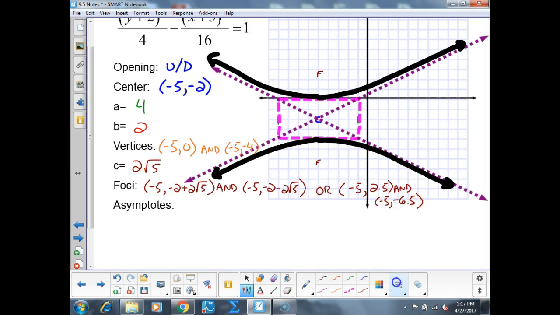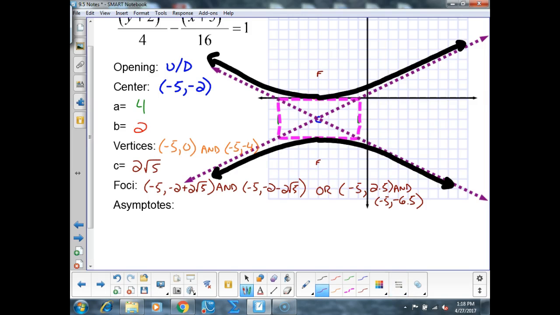Negative 2 and negative 2 to 4. I start at the center and I went up and down from the center, so I'm changing the y of the center. If I'm going left and right from the center, I'm changing the x of the center. Okay? So the only thing we got left then is our asymptotes.